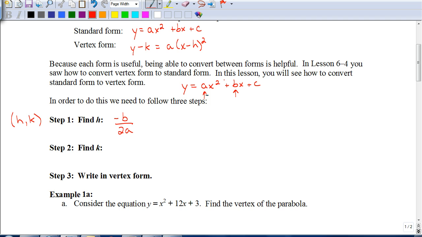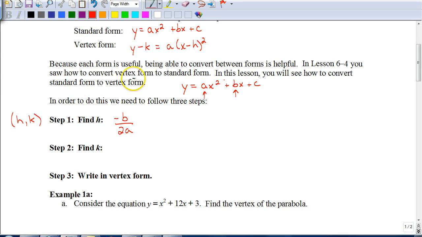But notice also that I said it's the opposite of b. Notice I didn't say negative b. You want to think of this as being the opposite of whatever b is, and then divide by 2 times whatever a is. So again, that's going to give you your value for h. The next step is to figure out what k is.